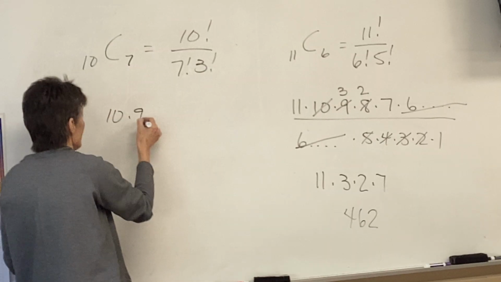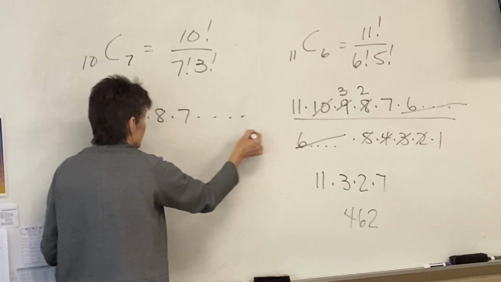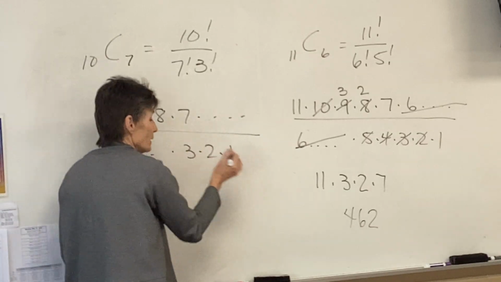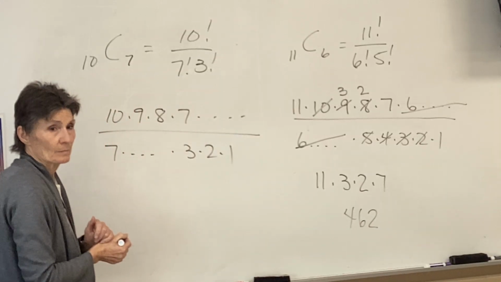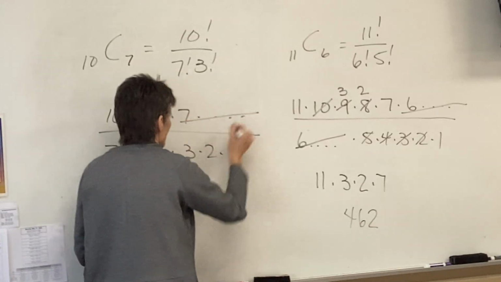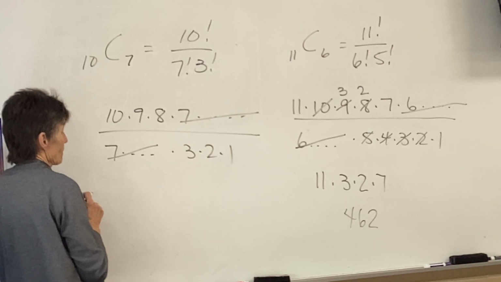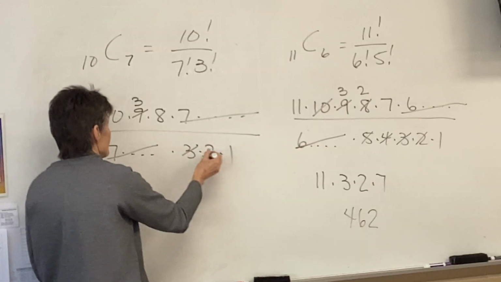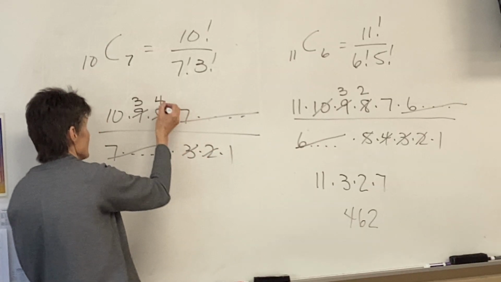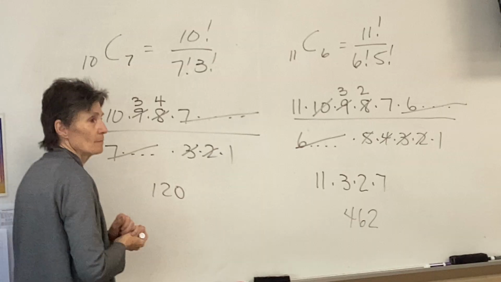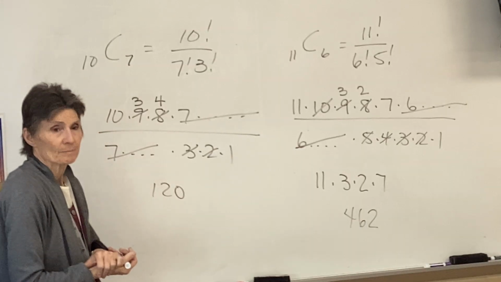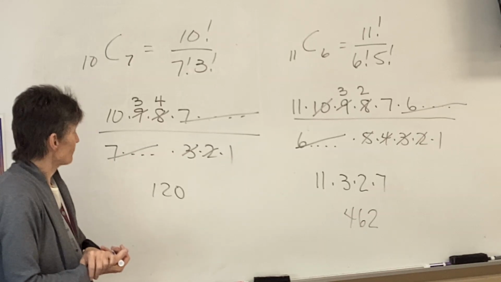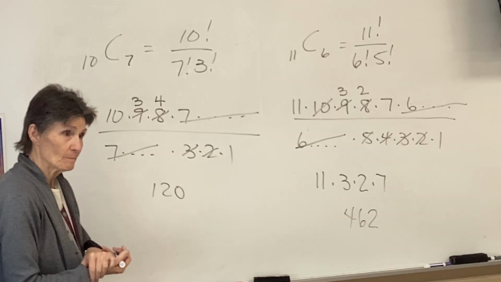So we have 10, 9, 8, 7 over 7 times 3 times 2 times 1. So everything from the 7's on is gone. 3 goes into 9, 2 goes into 8. Did you get 120? What's your answer? Pretty easy. You got it figured out?